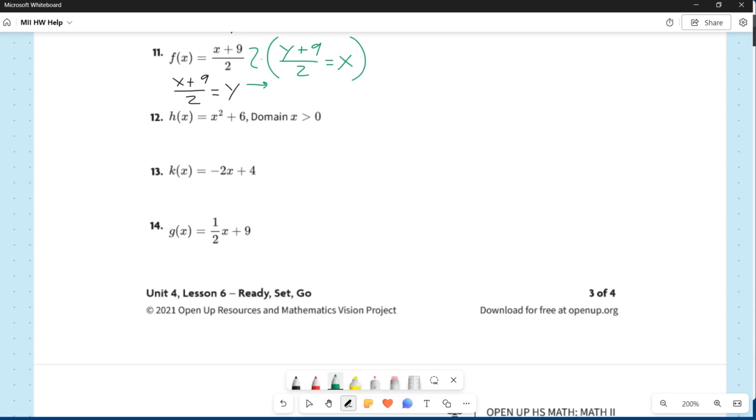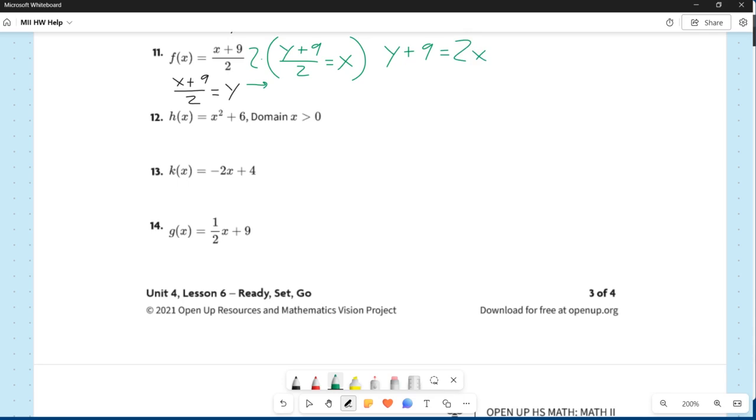When I do that on the left, the 2 that I'm multiplying is going to cancel with the 2 in the denominator, because again, that 2 is being divided into everything on the left-hand side, not just the y, but the y plus 9. So the 2's cancel, and I'm left with just y plus 9 on the left-hand side. Anything I do to the left, I have to do to the right. So I'm going to multiply the right by 2. So 2 times x is simply 2x.